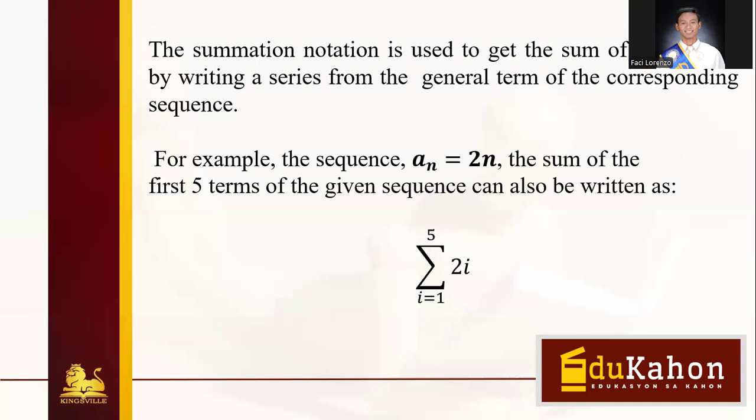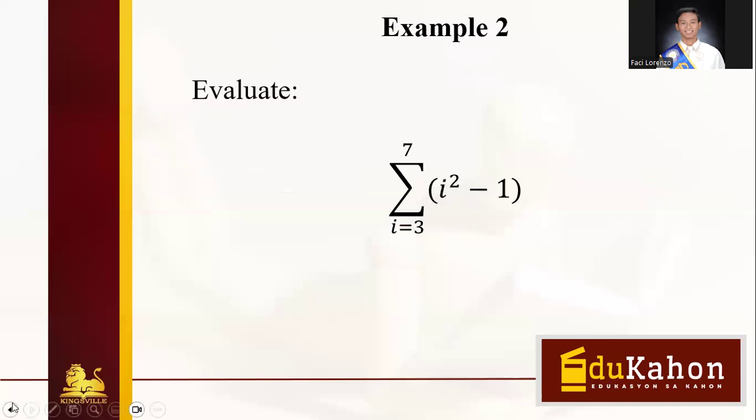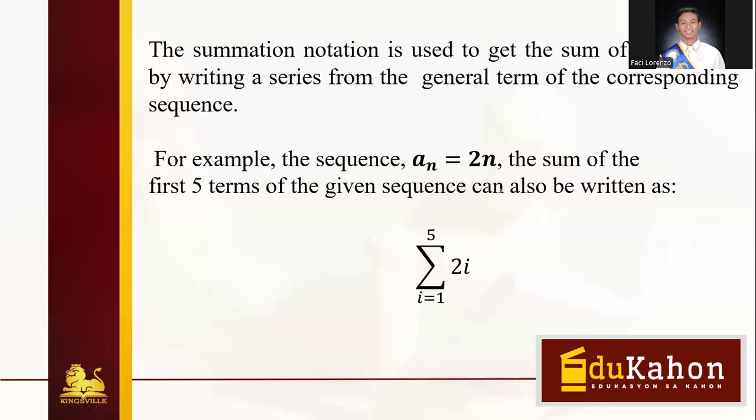Let's try to solve for this problem. Okay. First is, this is 2i. So if we try to solve for this one, we have here the solution. So we know that this is the summation of 2i from i is equal to 1 up to 5. So all you need to do is substitute the values of i here. So we know that the values of i are 1, 2, 3, 4, and 5.